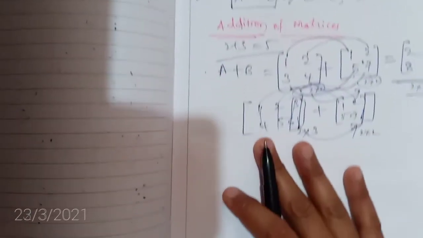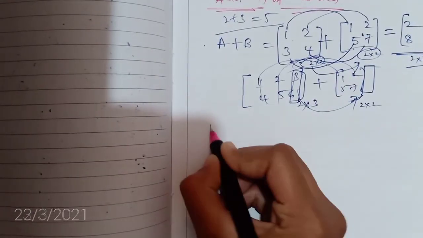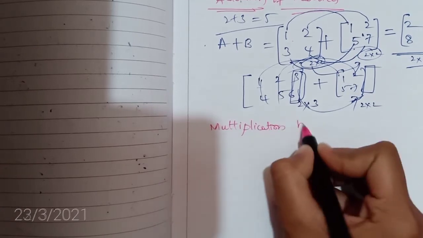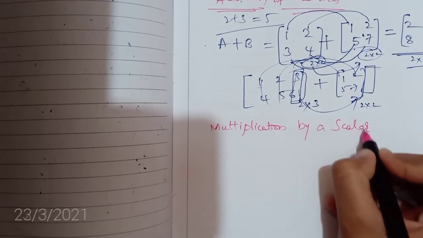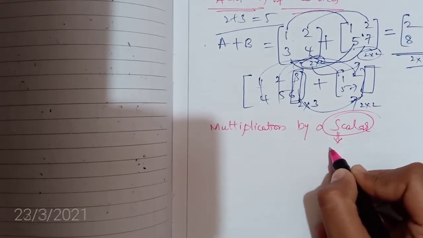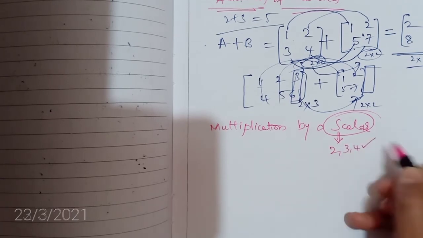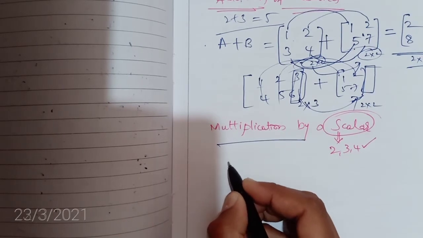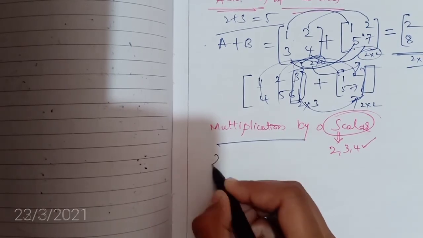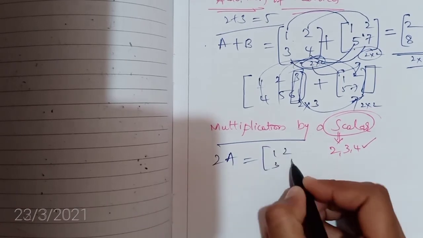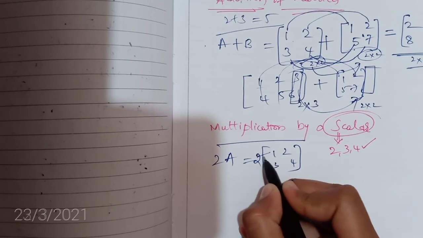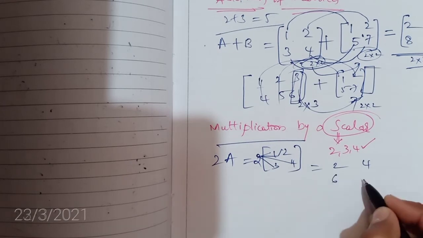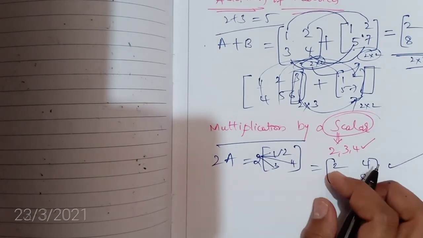Similarly, let's go with multiplication of a matrix by a scalar. What do you mean by scalar? It is nothing but a constant number. It can be 2, it can be 3, it can be 4, but it's a number. That is known as a scalar. So you're going to multiply the matrix. Suppose I say 2A, where 1, 2, 3, 4 is matrix A, then multiply 2 to every element. Then 2 1s are 2, 2 2s are 4, 2 3s are 6, 2 4s are 8. This is matrix multiplication by a scalar.